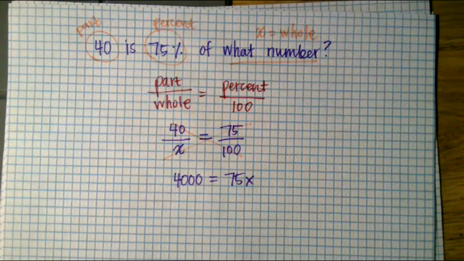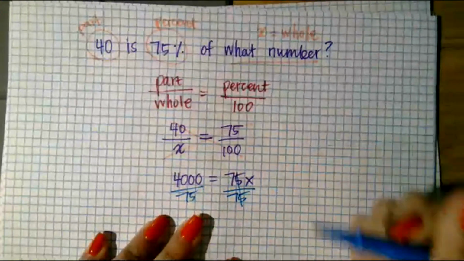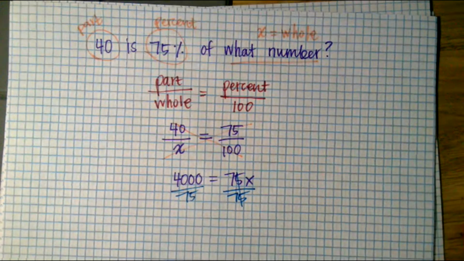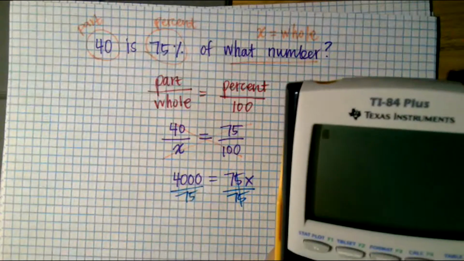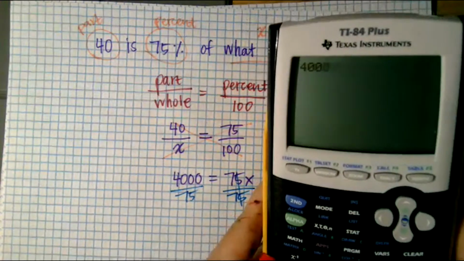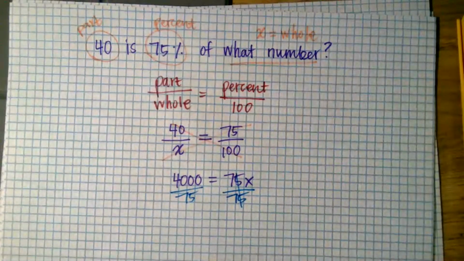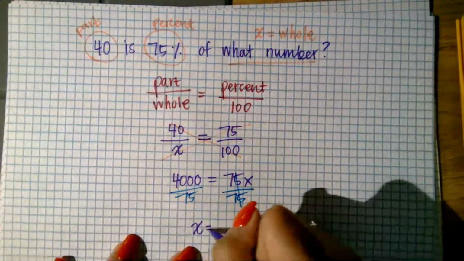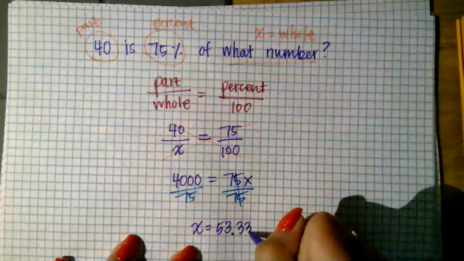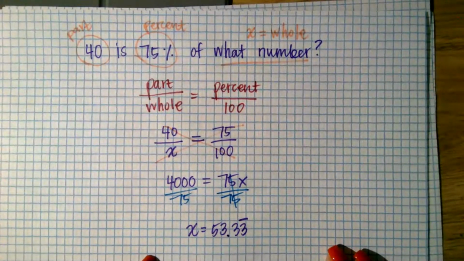Cool. So now I'm going to go ahead and solve for x, which means I need to have just one value of x. So that's why I'm dividing by 75. So on my calculator, I'm going to take 4,000 divided by 75, and I get 53.333. It's a repeating decimal. So we're going to just, x is equal to 53.33. And we're going to indicate that it's a repeating decimal right there.